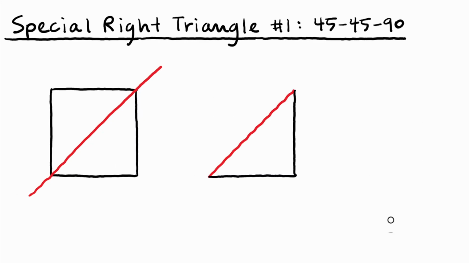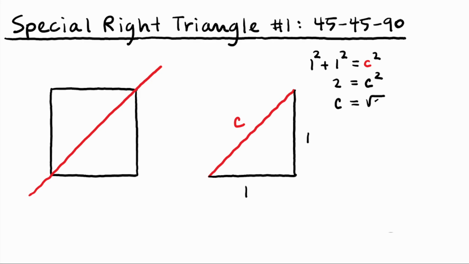Now, suppose just for now that this was a square with sides of length 1, and we wanted to find the length of this diagonal. We could use the Pythagorean theorem. One leg squared plus the other leg squared is equal to the hypotenuse squared. So 1 squared plus 1 squared is 1 plus 1, which is 2. And 2 equals c squared when c is the square root of 2. We're only taking the positive square root for now because we're only interested in triangles with positive side lengths. So c is the square root of 2.